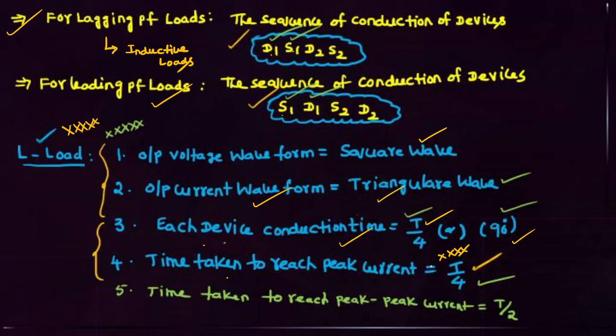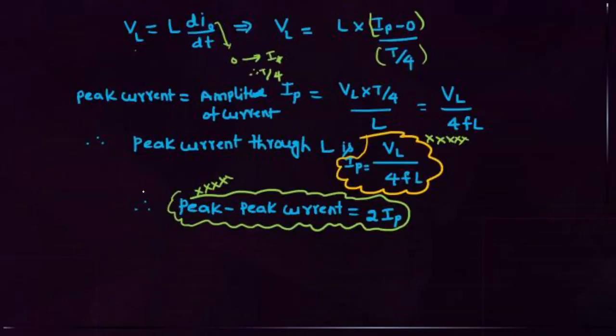That is, for purely inductive load, how much time is taken to reach the peak current? I am not asking peak to peak. Peak to peak is T by 2. To reach the peak current is T by 4. Once you know this, you have to calculate the peak value of current. In the case of purely inductive load, the peak value of current is equal to Vs by 4fL. Very important. Repeated question in the GATE exam.